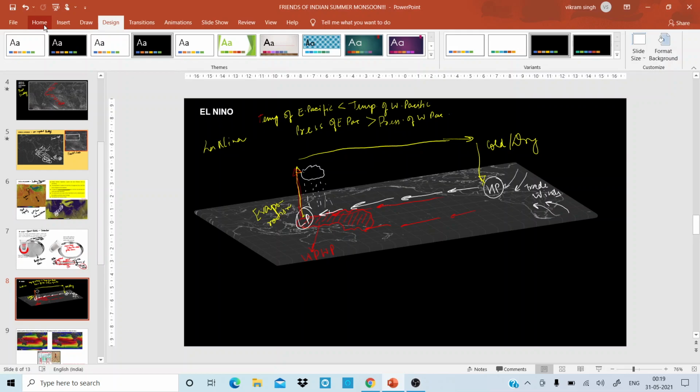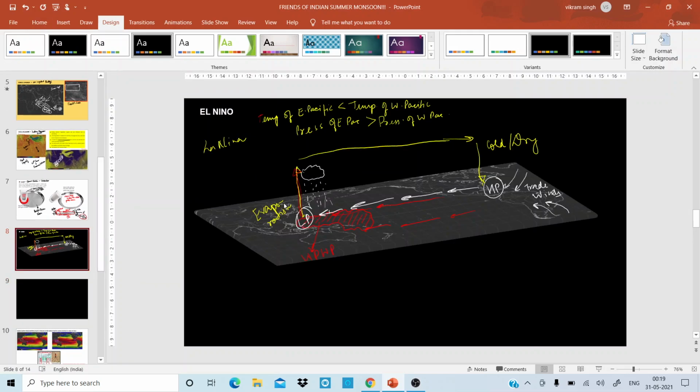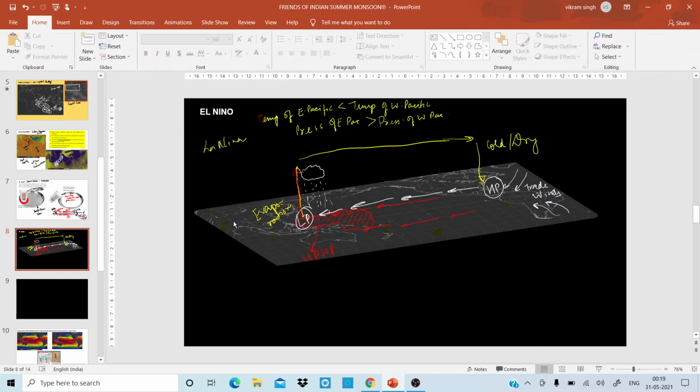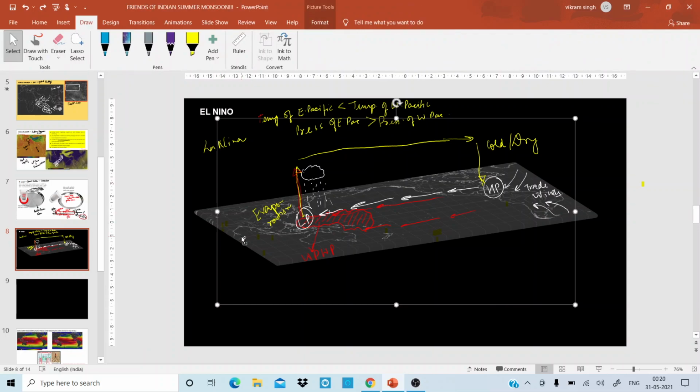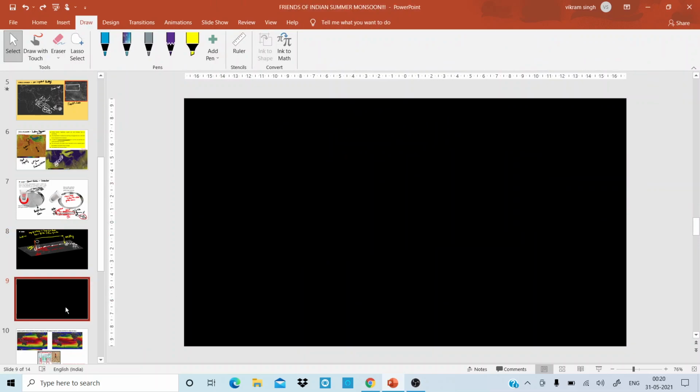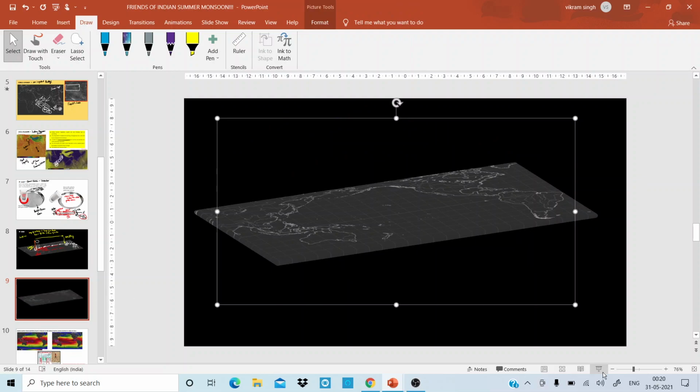Let me add one more slide here and then this picture again so that I can explain to you. Yeah, sorry guys about this glitch.